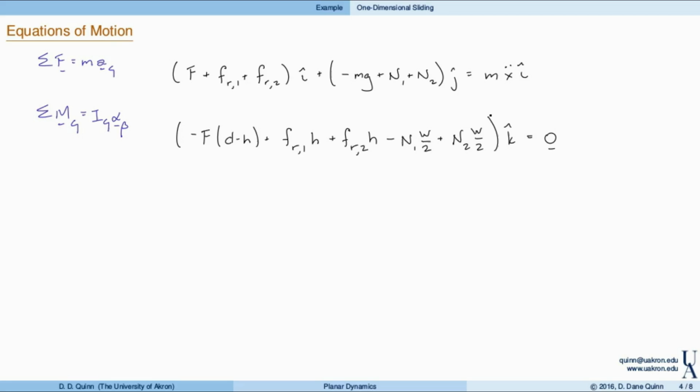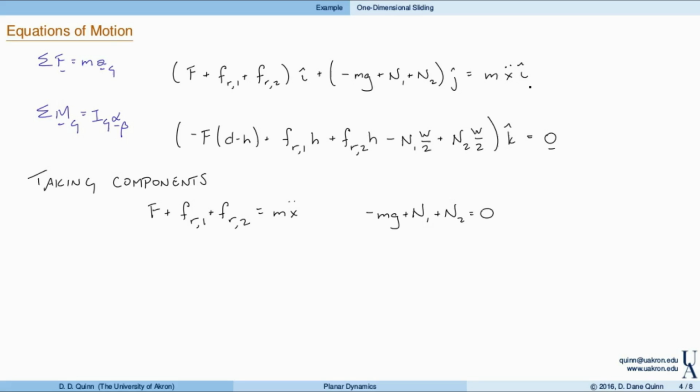But again, these are the equations of motion, and we have three scalar equations. Here we have components in the i and the j direction. Here we just have components in the k direction. So taking components, for these two equations, we see that in the i direction, F, the applied load, and the two friction forces equals m x double dot. Then, in the j direction, we have minus mg plus N1 plus N2 equals 0, because of course there's no j component in the acceleration, so we effectively have 0 in the j direction here.